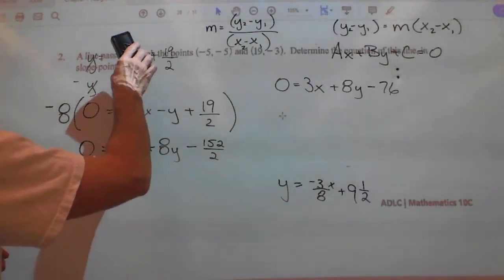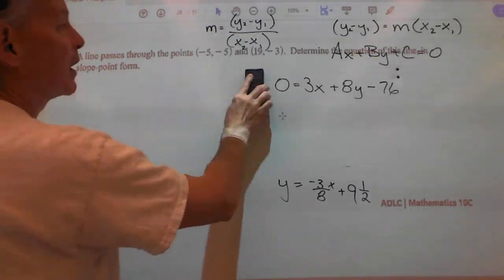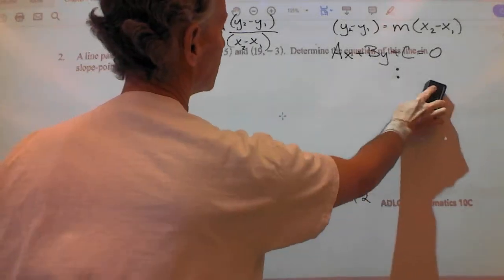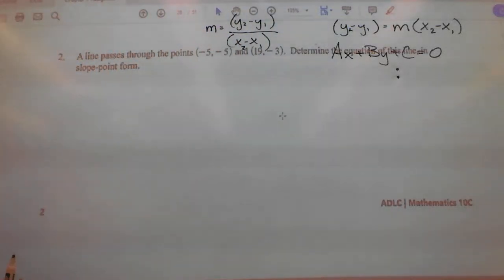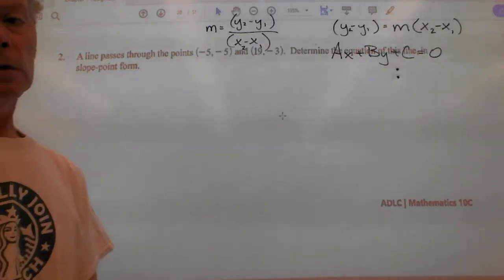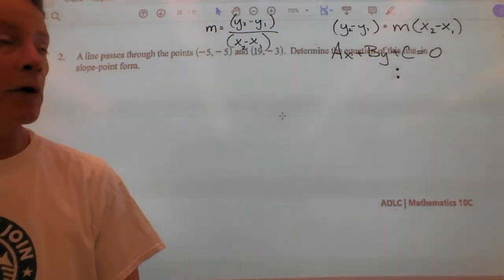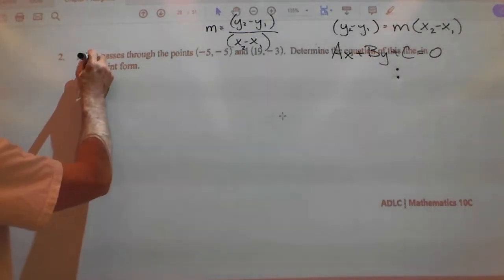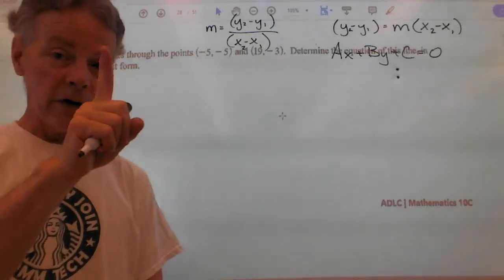Okay, so the line passes through the points (-5, -5) and (19, -3). Determine the equation of the line in slope point form. So again, remember, slope point form, the name of the equation tells you what you need in order to write the equation. You need to have the slope, and you need to know one point on the line.